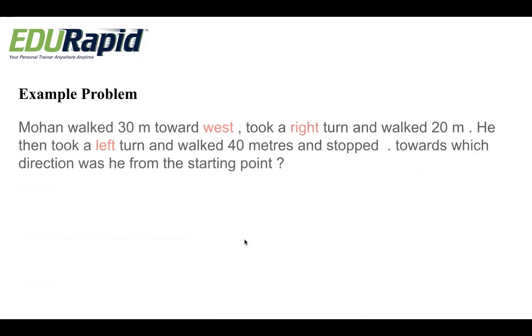So now let's look at another problem. Mohan walked 30 meters towards west, took a right turn and walked 20 meters. He then took a left turn and walked 40 meters and stopped. Towards which direction was he from the starting point?